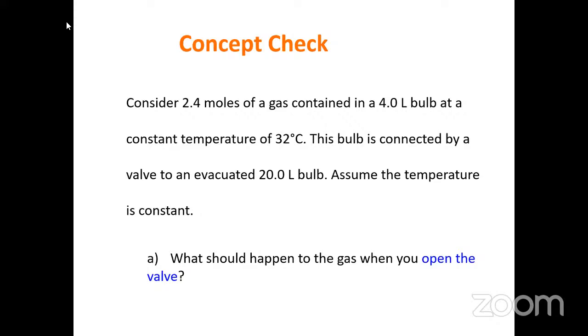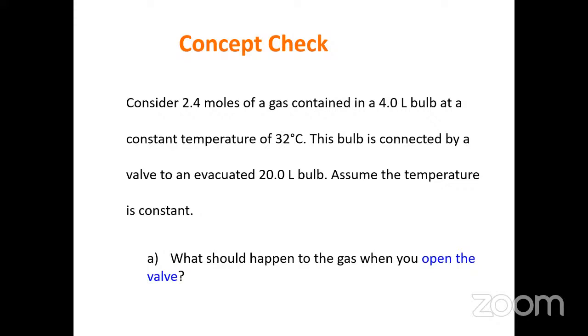Now, concept check. Let's check this. Consider 2.4 moles of gas contained in a 4.0 liters bulb at a constant temperature of 32 degrees centigrade. This bulb is connected by a valve to a 20.0 liters bulb. Assume the temperature is constant. What should happen to the gas when you open the valve? I think I'll show you a picture that will help you understand the question. So if you connect two bulbs, this one contains 4.0 liters of gas at a temperature of 32 degrees centigrade, and that temperature remains constant.